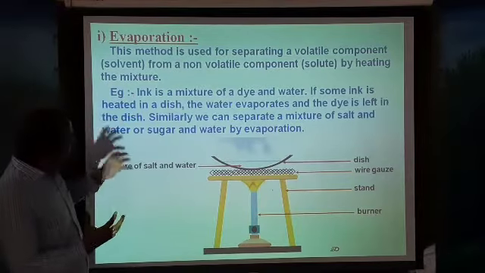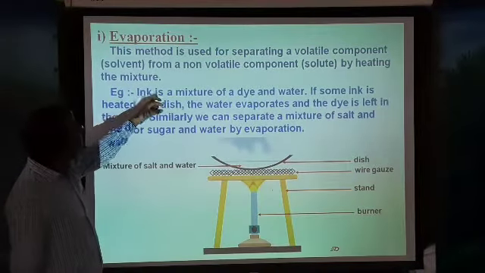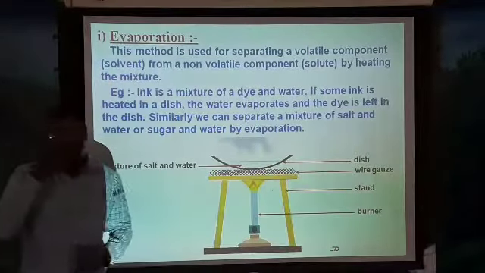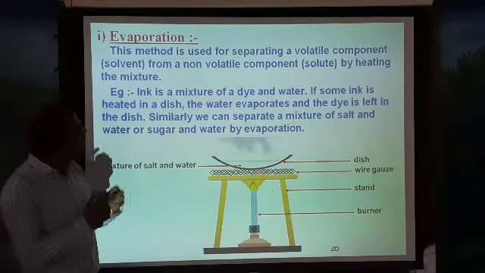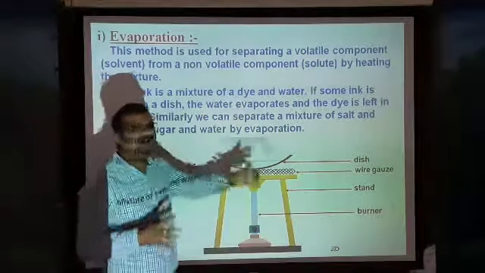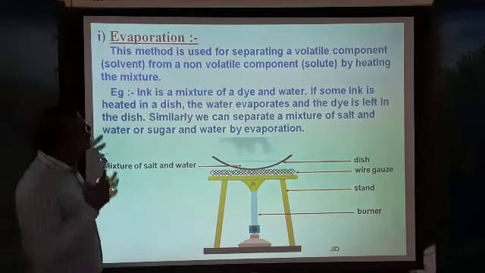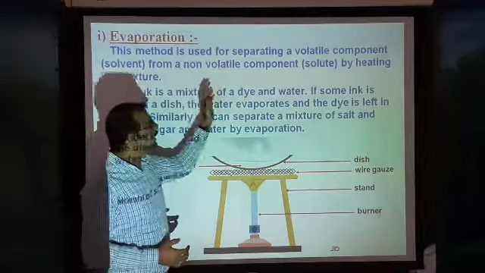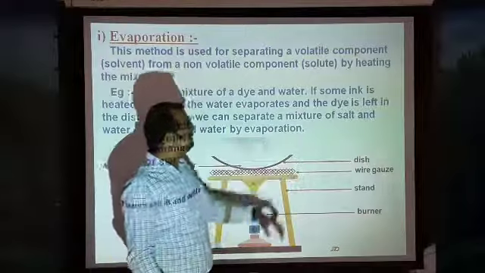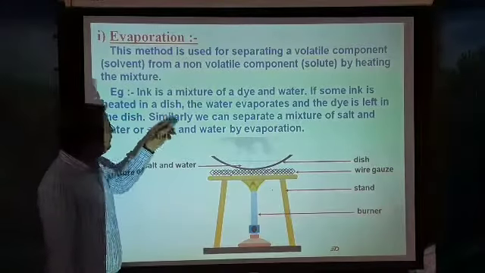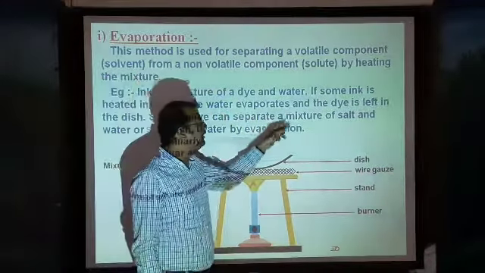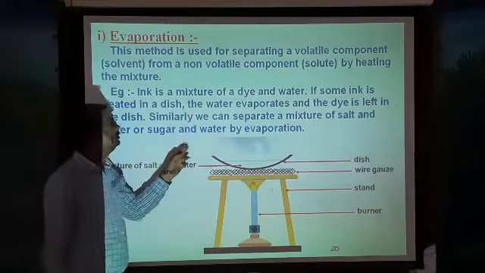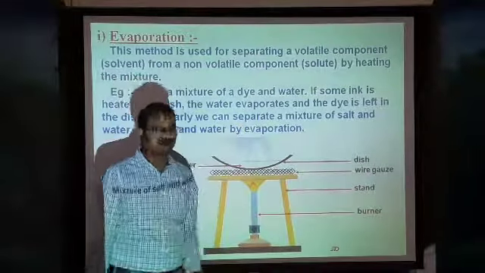What do you need here? We will see that ink is a mixture of dye and water. The dye means a kind of color. If some ink is heated in a dish, the water evaporates and the dye is left in the dish. Similarly, we can separate a mixture of salt and water, or sugar and water, by evaporation.